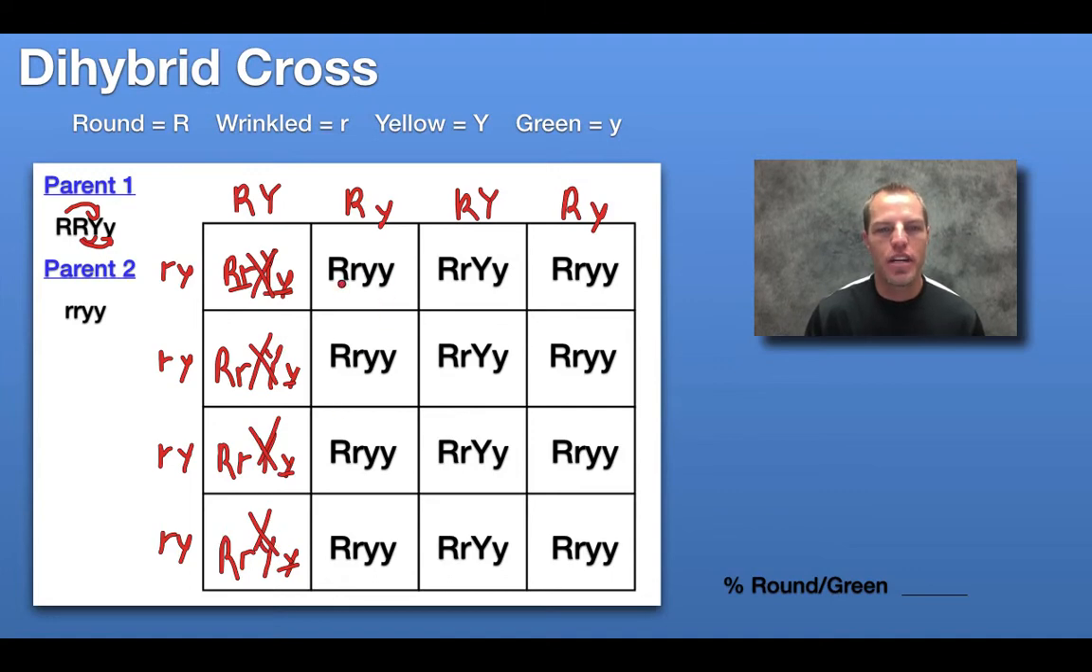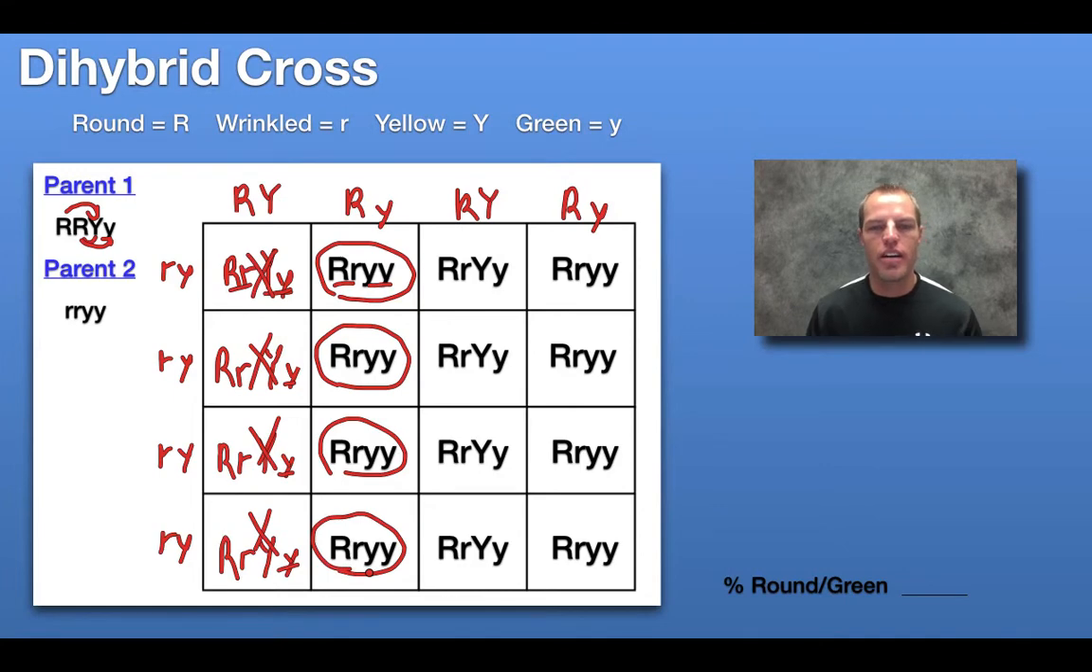All right. How about this one here? We're going to get round and green. Good. That's the one we're looking for. So this one, all of these here are going to be round and green. So all of those boxes are producing the outcome that we're trying to find. These are all going to be round, yellow, round, yellow, round, yellow. Those are all round and yellow. And then here we got round with green, round with green. And so these boxes are all round with green as well.